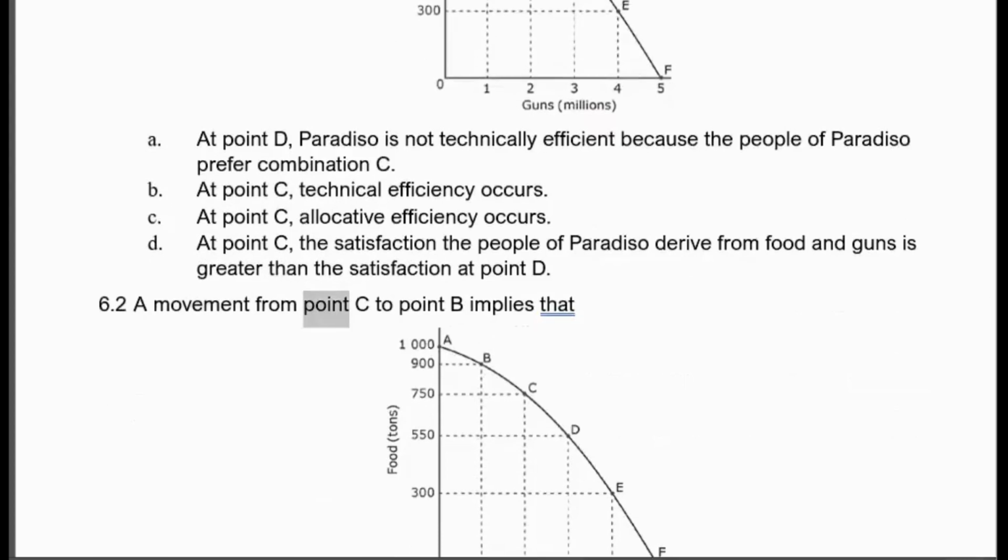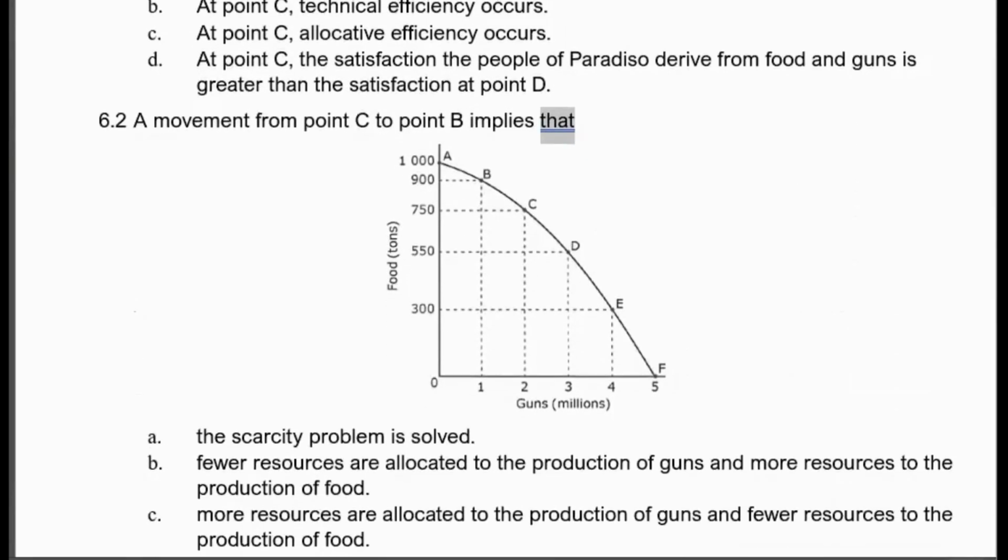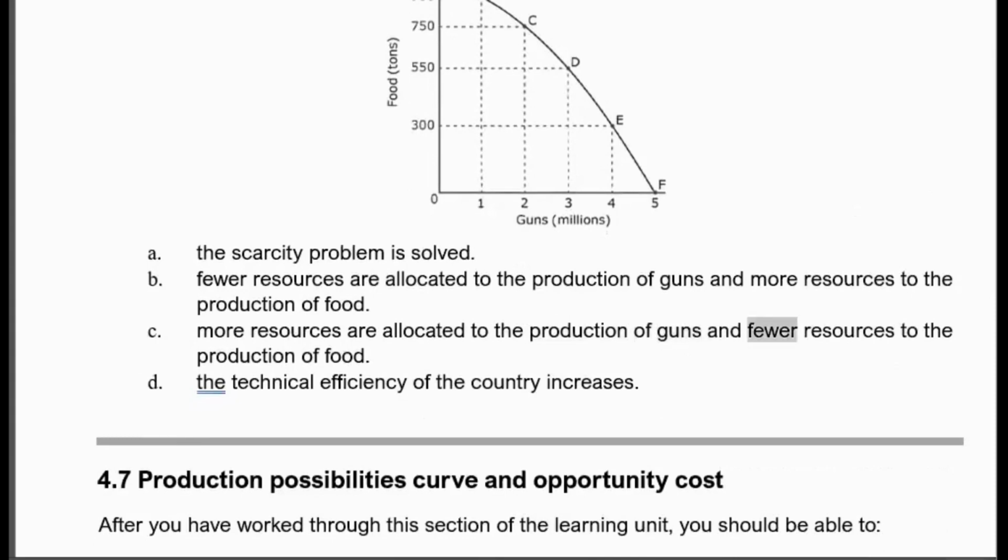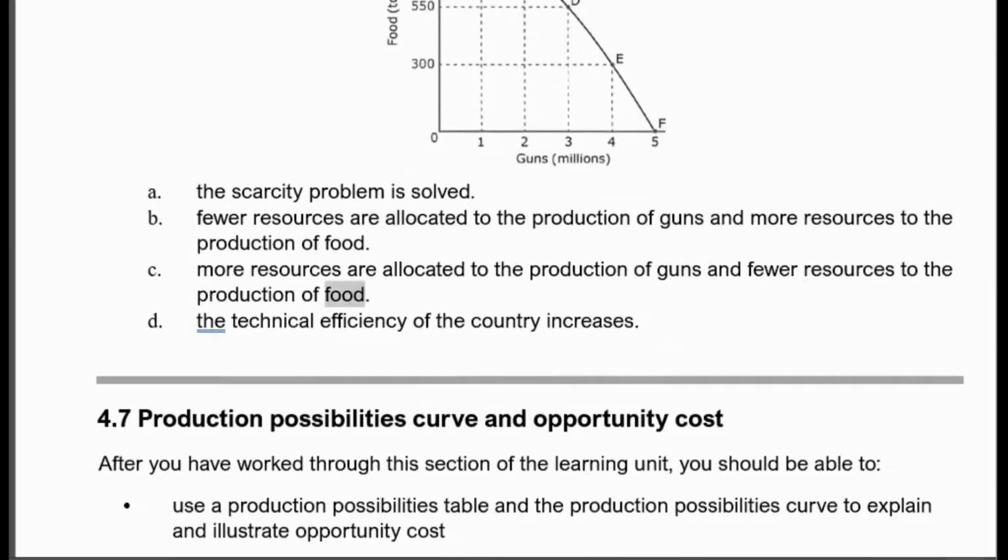6.2 A movement from point C to point B implies that the scarcity problem is solved. Fewer resources are allocated to the production of guns and more resources to the production of food. More resources are allocated to the production of guns and fewer resources to the production of food. The technical efficiency of the country increases.